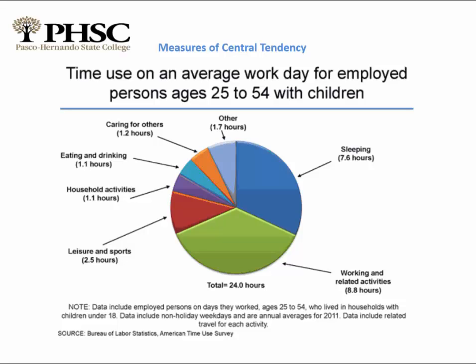So the first thing I want to do is show you just a graphic that I found. This shows the average time that's spent on different activities for a particular day for persons that are employed, ages 25 to 54 that have children. So here you can see that the mean or the average number of hours sleeping is 7.6. So you might be above or below that. 8.8 hours for working or related activities, and so on and so on.